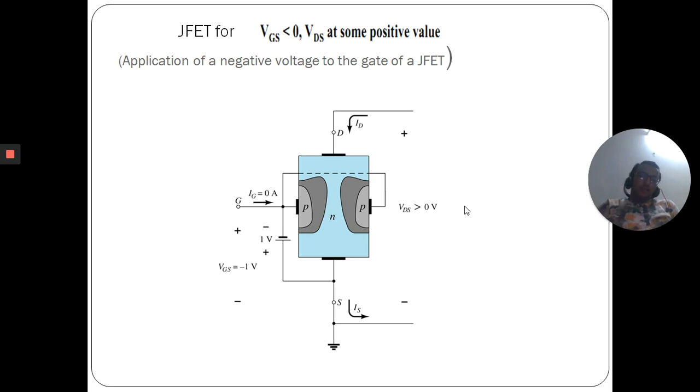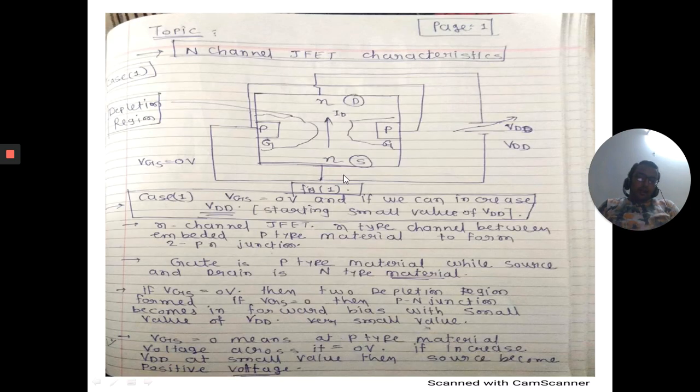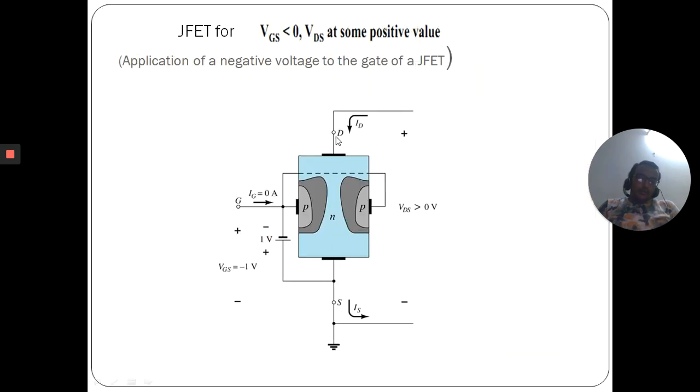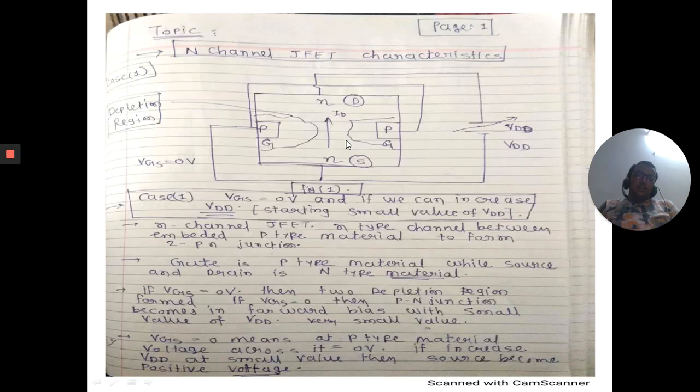Now see, based on the applied voltage, based on VGS, see my cursor, we will try to control the drain current. So it is known as a voltage controlled device. By applying negative voltage to the gate of the JFET, we would like to control the drain current. So it is known as a voltage controlled device.